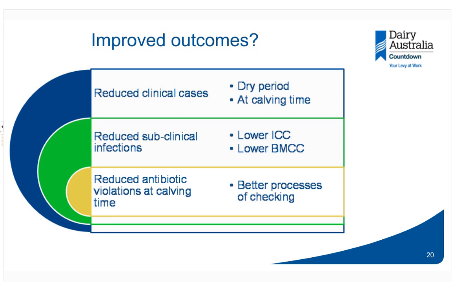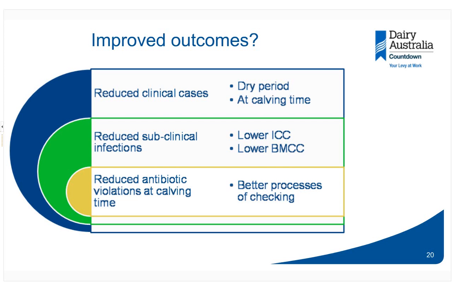But also improved management leads to reduced individual cell counts and lowered bulk milk cell count. So as a milk quality advisor, I've always thought this is often the biggest impact you can have on a farm through improved dry cow and calving management. It's just relatively, if you can get it right, it makes a significant impact for the farm.